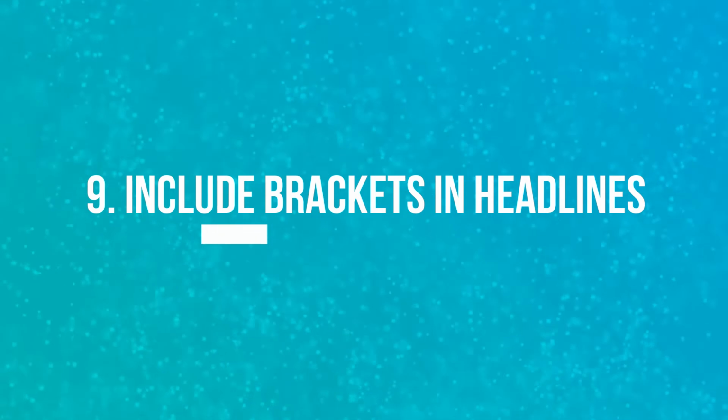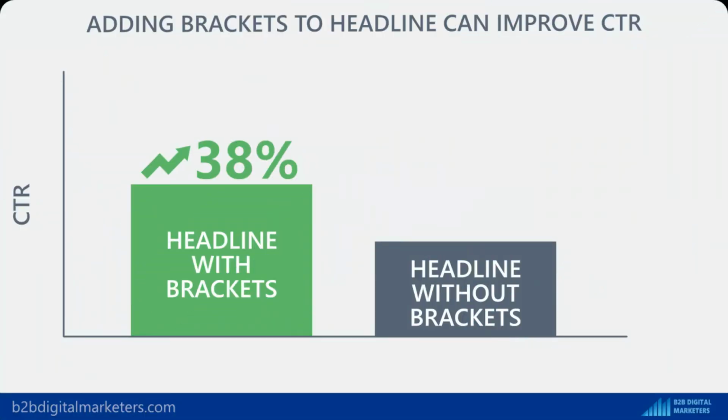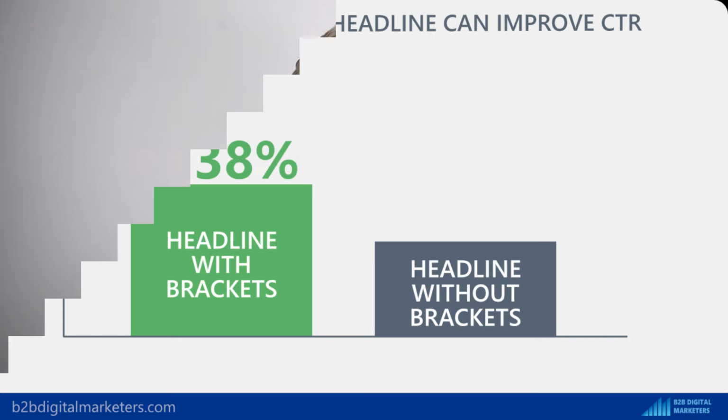The next SEO-friendly headline best practice is to include brackets. According to a study from Outbrain, adding brackets to headlines can improve click-through rate by up to 38%. And from my experience, I can see this can work. Again, it does not always work, but it is another way to differentiate your content, provide more information, and it can provide a sneak preview of your content.